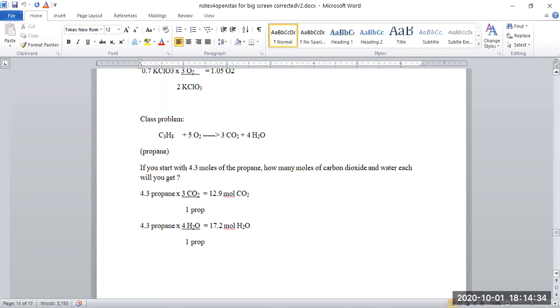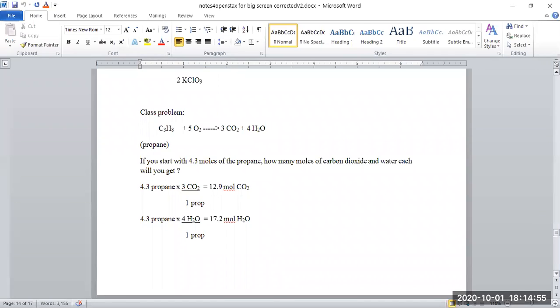For your second step, the propane still stays on the bottom with its coefficient of 1, because remember the 1s are implied even though they're not written. 4.3 times 4 will give you the 17.2 of the water. So this first set of information is giving you the middle step. Basically, it's the moles of X to moles of Y step. That's the middle of the stoichiometry roadmap.